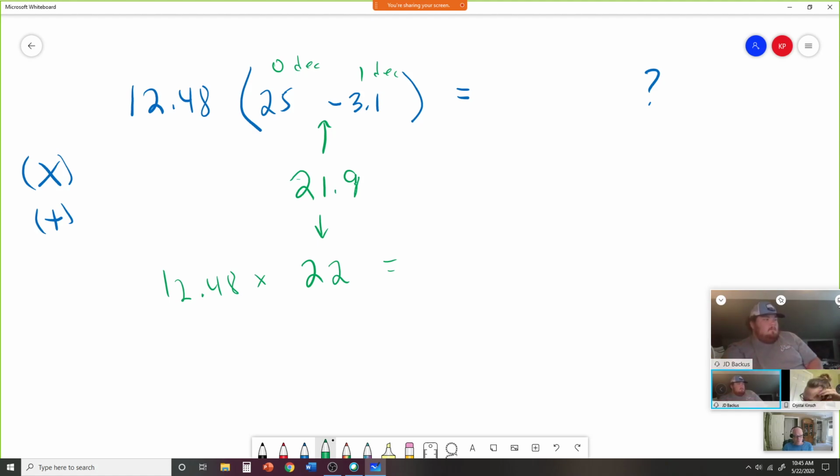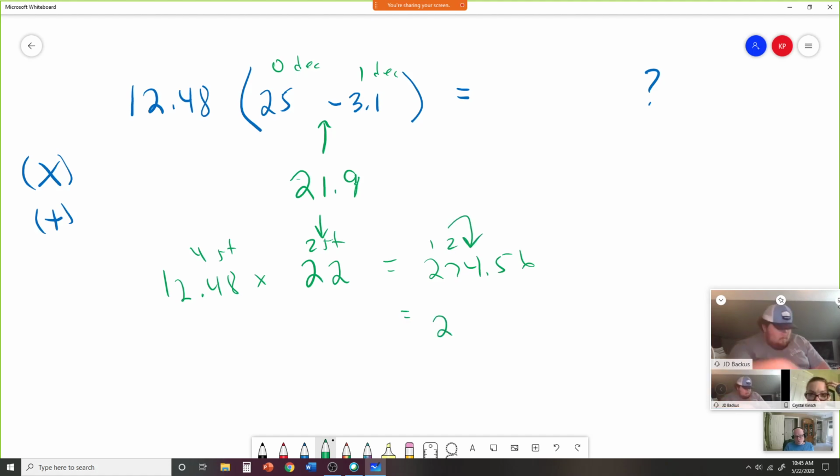So 12.48 times 22 gives me a calculator answer of 274.56. We have 4 SF and 2 SF, so we go 1, 2, look one more over, and that is 270. That's my answer, and this is two significant figures.